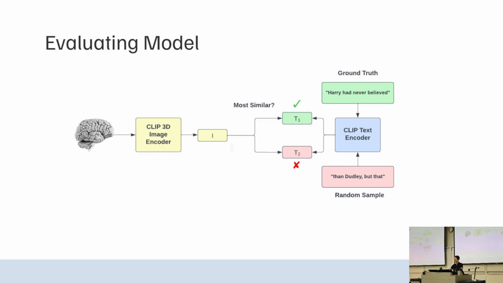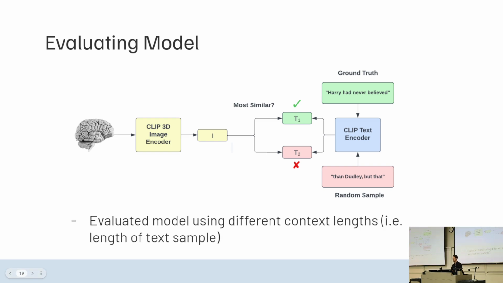If the image was most similar to the correct text embedding, then we would count that as a win, otherwise we would count it as a loss, and then we would perform this for all of the test samples in the data set, and once we average over all those, we get a total accuracy. We also evaluated the model using different context lengths, so different lengths of text samples. We tested from given 4 words that they read versus given an excerpt of like 20 words.